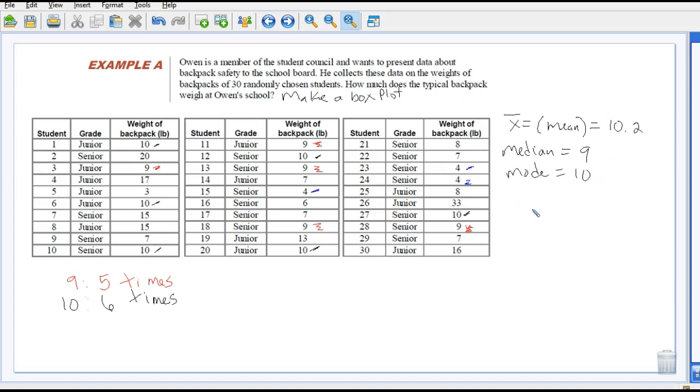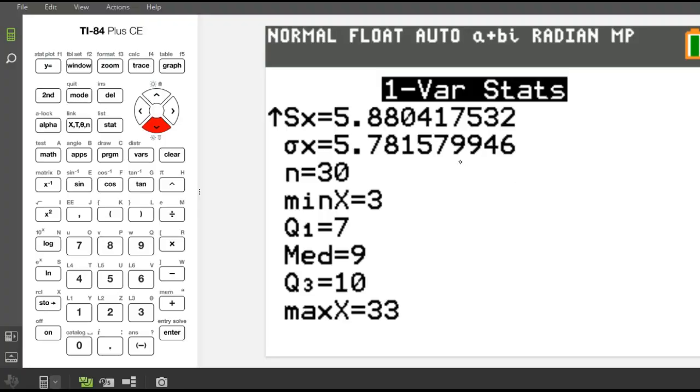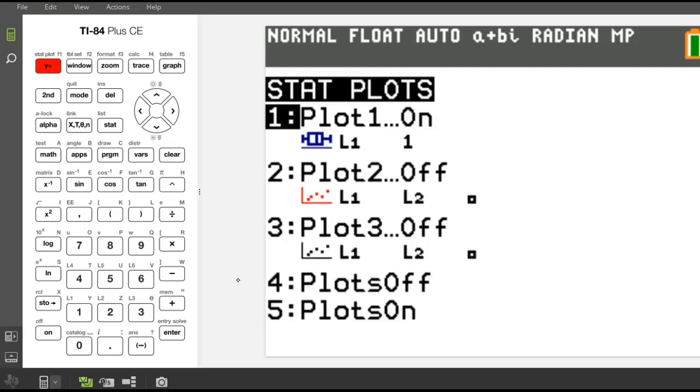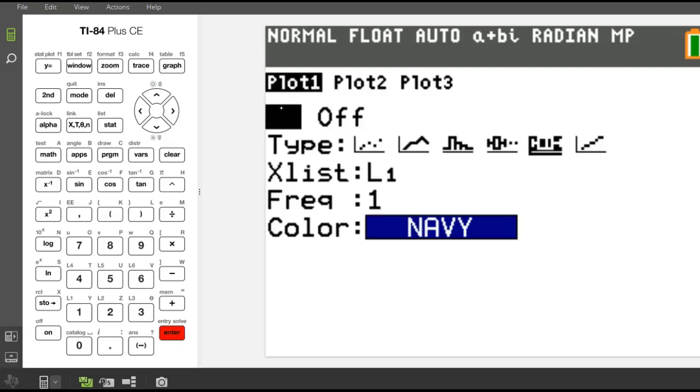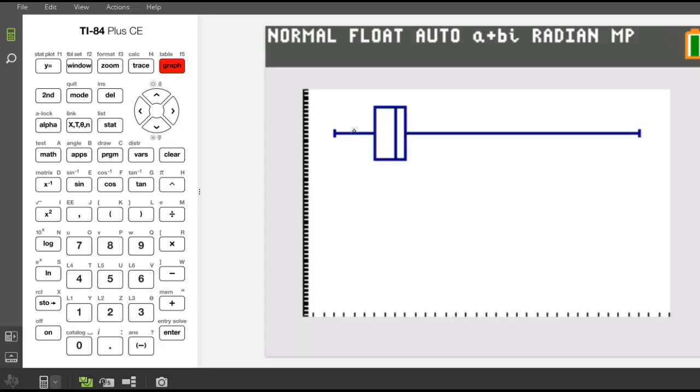Now, however, we are also going to make a box plot out of this. If you remember going here and using the calculator, we already put it all in, and then you go to second y equals, number 1. I already have it all set up, it should be on. Go to the dot plot, make sure it's list 1, frequency 1, and then hit graph, and here is our dot plot.